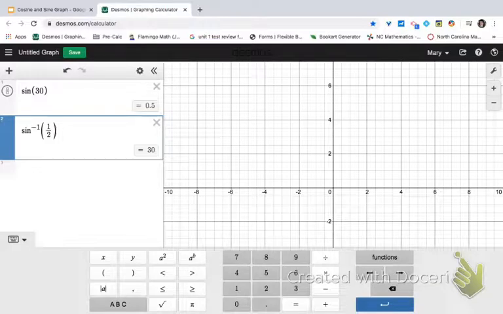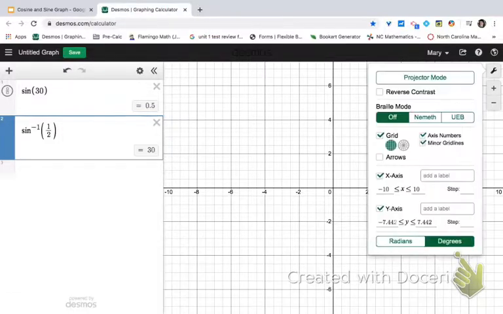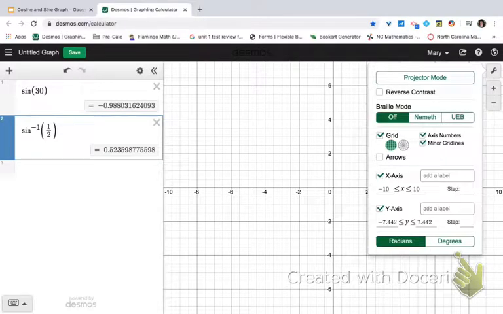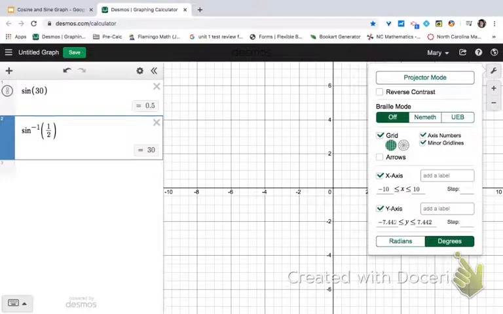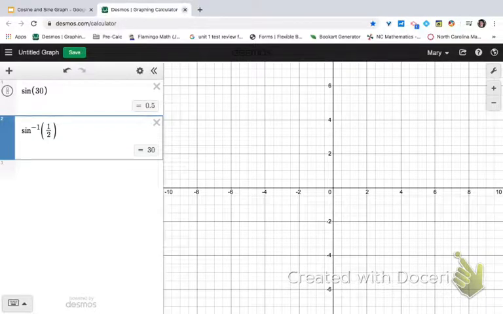That is 30 degrees. Watch what happens when I change this to radian measure. When I change it to radian measure, notice that sine of 30 is no longer 0.5 like we thought it was, and the sine inverse of 1/2 is no longer 30 like we thought it was. So we've got to make sure that we are in degree mode when we are looking for degrees, and in radian mode when we're looking for radians. We're going to discuss that a little more in pre-calculus, but that is not for today.